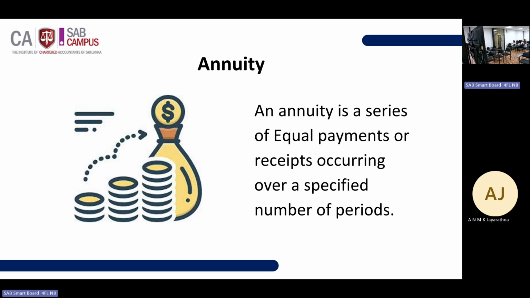Annuity means, as we identified before entering the discussion, a series of equal payments or receipts over a period of a number of years. That means same cash flows for a series of years. We call it one annuity.